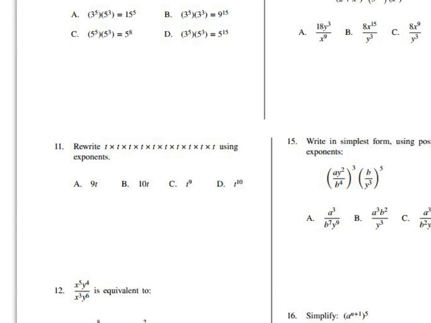It says rewrite this expression using exponents. So what am I going to do if I'm multiplying t several times? How could I rewrite that condensed? It's t to the 10th power. Because how many t's are there? There are 10 of these t's, so we're going to say t to the 10th power. D. So the answer would be D. You got it.